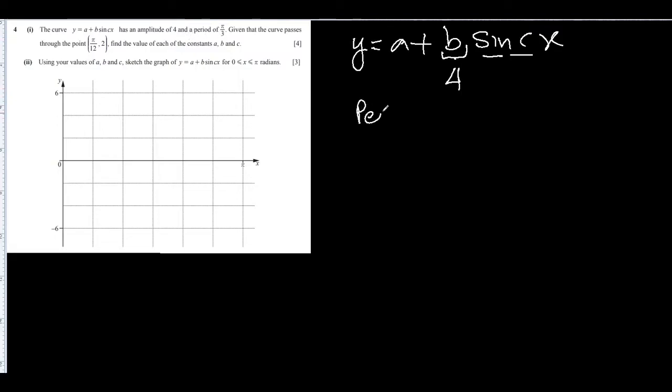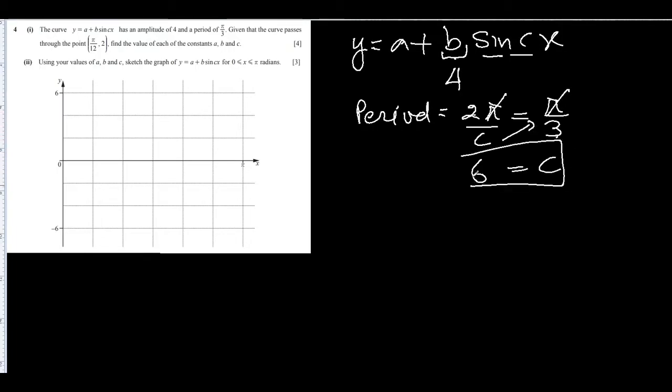So the period in this case will be 2 pi divided by c. Yeah, and 2 pi divided by c is pi over 3. We'll find c this way. Pi and pi will get cancelled, and 3 times 2 is 6 on this side, and c will go up. So c is 6. So we already got b and c. The only part left is a, and they're saying this particular function passes through this point. That means when x is pi by 12, y is 2.